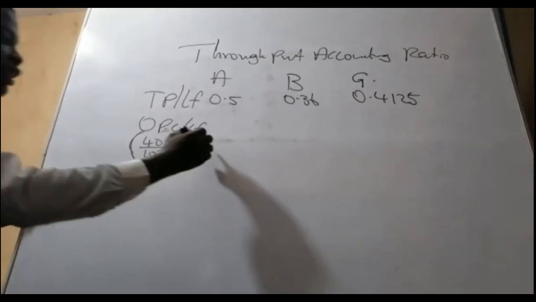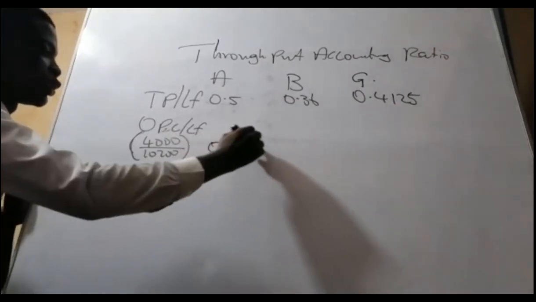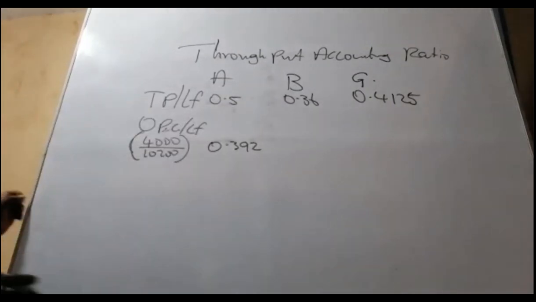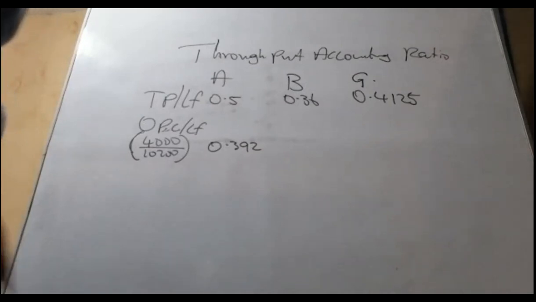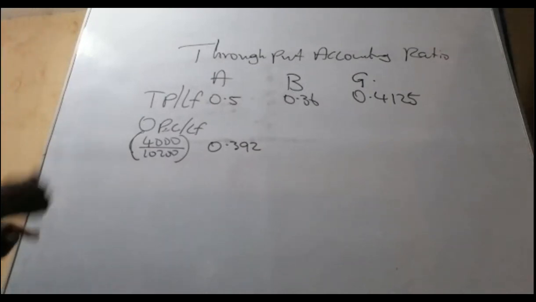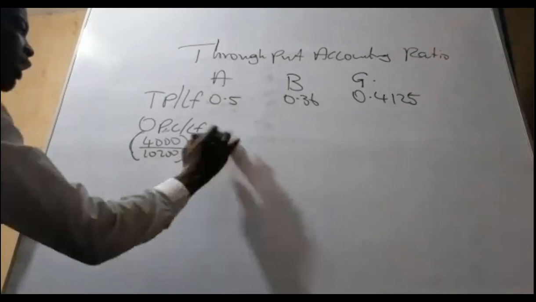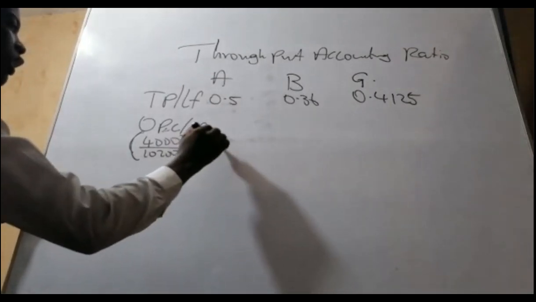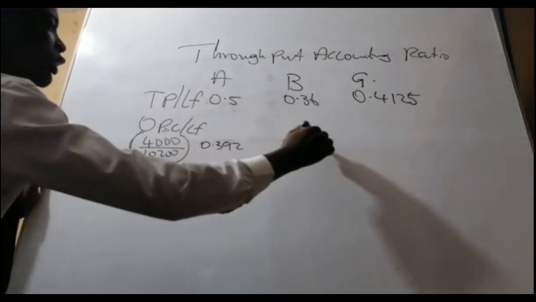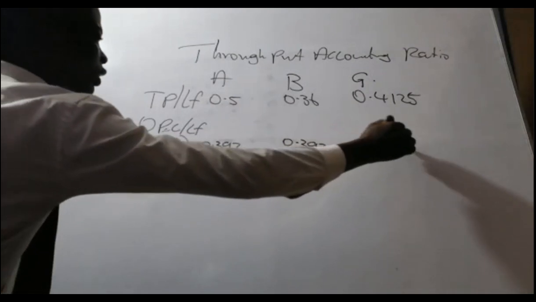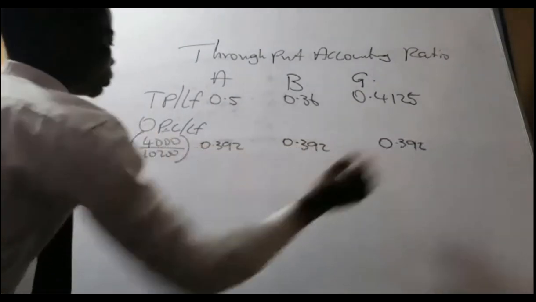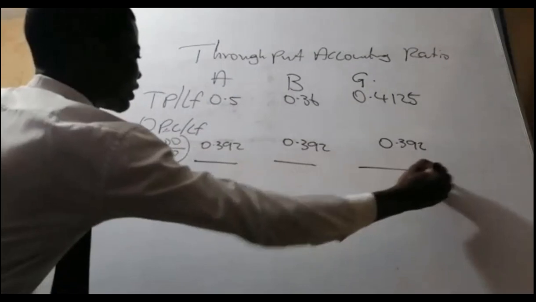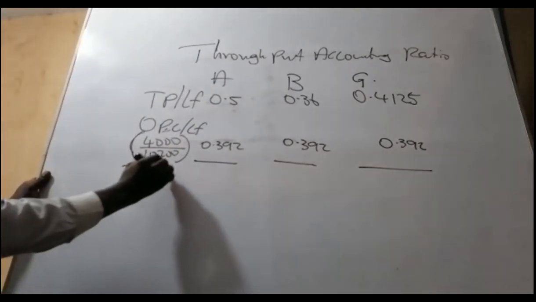0.392. And it's going to be the same throughout. That one we don't have for individual products. So the same answer will be repeated for all the products. So let me write this here: 0.392, 0.392, and 0.392. So what's the throughput accounting ratio? Then we are done.